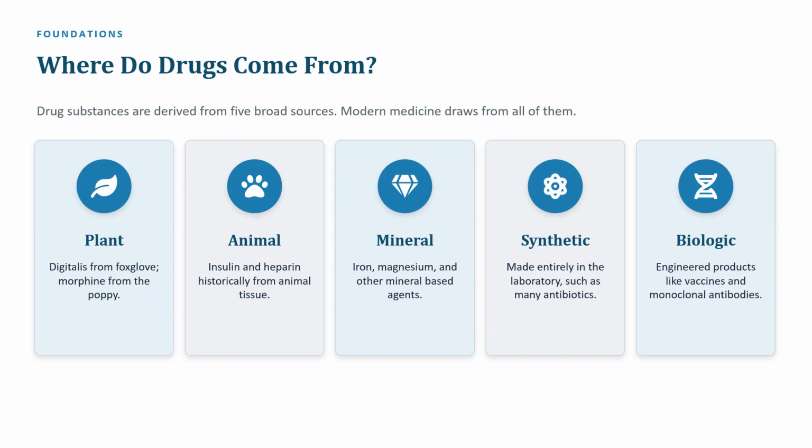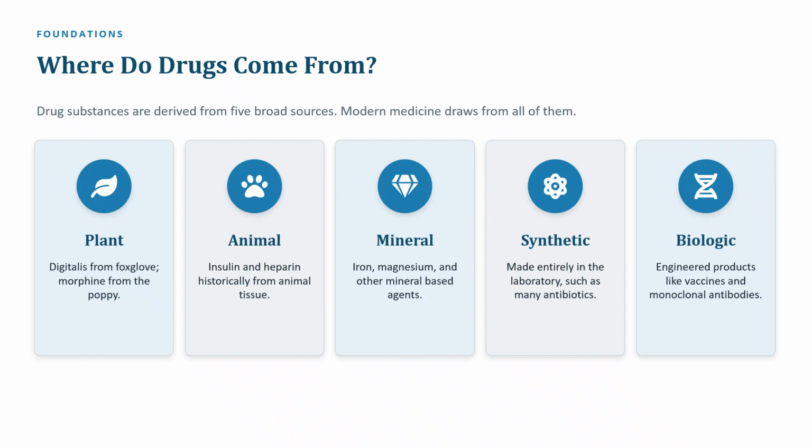Where do drugs actually come from? Historically and today, drug substances are derived from five broad sources, and it helps to have an example for each. The first is plant sources. Many classic drugs began as plant extracts. Digitalis, which is used for certain health conditions, comes from the foxglove plant, and morphine comes from the opium poppy.